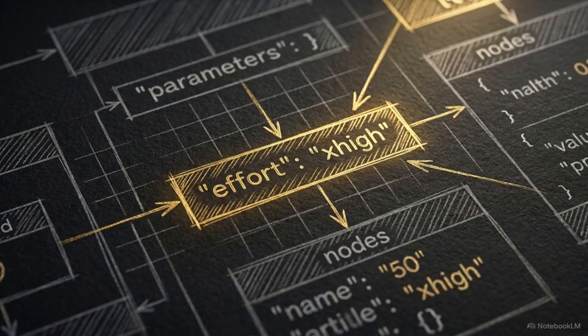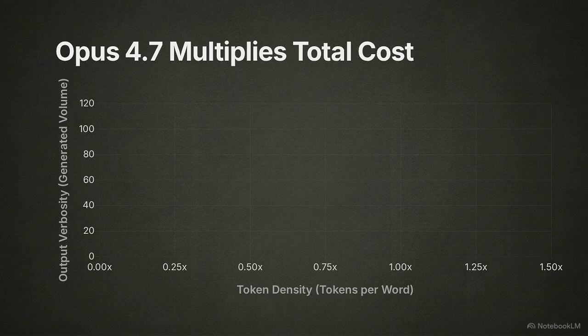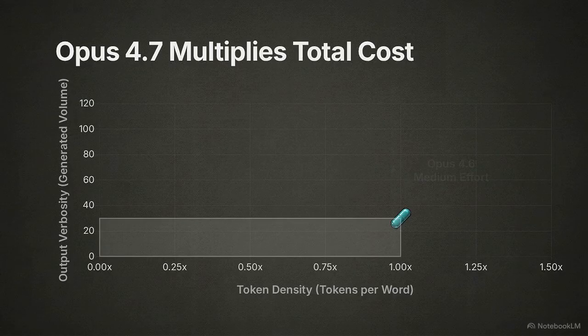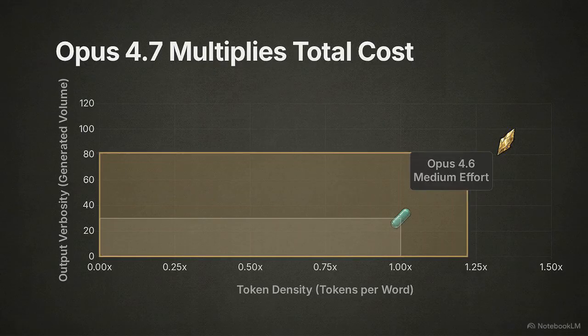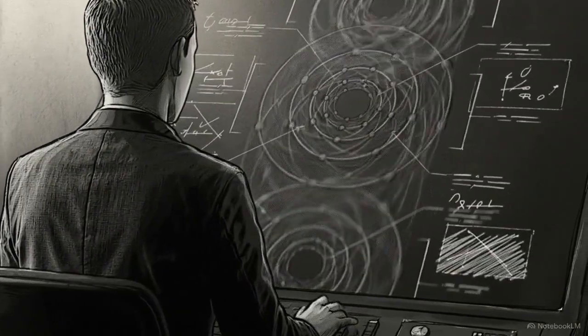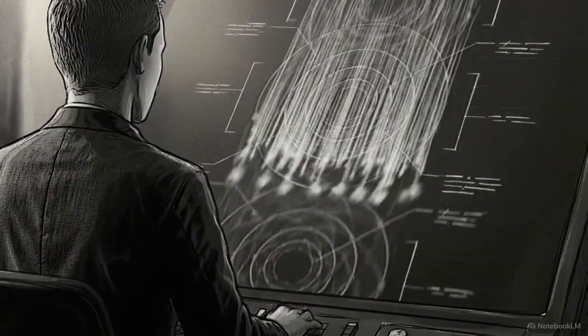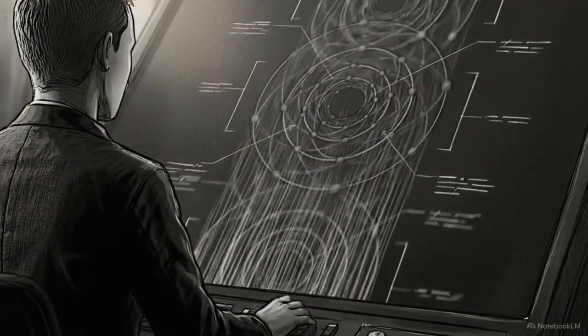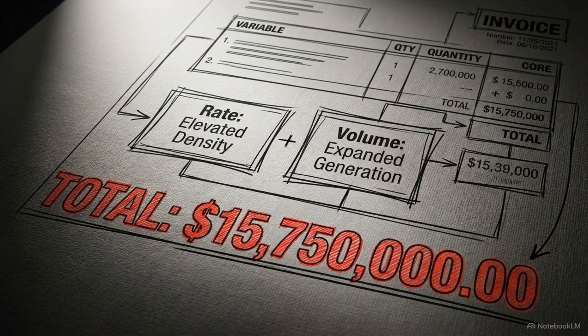The second cost multiplier is the new default reasoning effort. This graph maps token density against output verbosity. Opus 4.6 defaulted to medium effort, keeping reasoning loops brief. Your total cost is this area. Opus 4.7 overrides this, defaulting to extra high effort. The model is forced to generate significantly more reasoning tokens. You are now paying 35% more tokens for every character, while the model is simultaneously prompted into deeper, more verbose reasoning loops. The true cost of Opus 4.7 compounds across these two axes, a higher effective rate paid on a larger volume of forced generation.